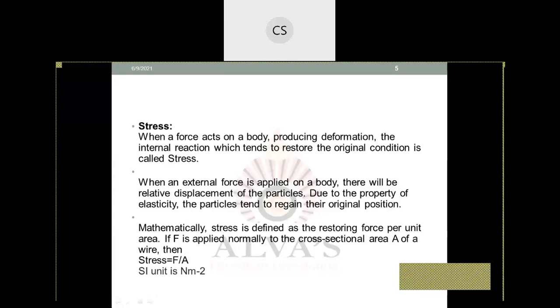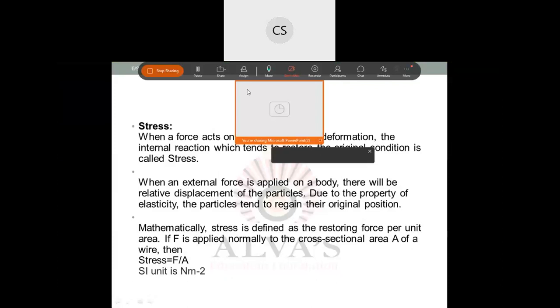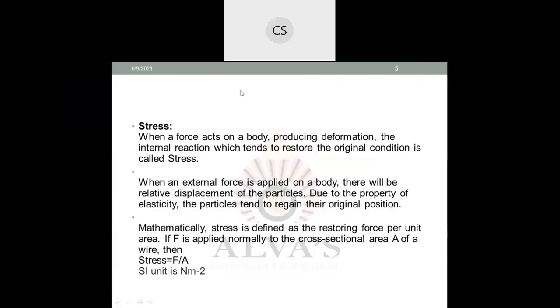Let me continue with the class. The mathematical expression, no problem. You can put any problem in the chat. An external force is applied, that we have seen.